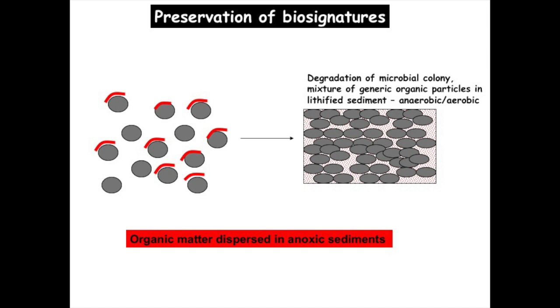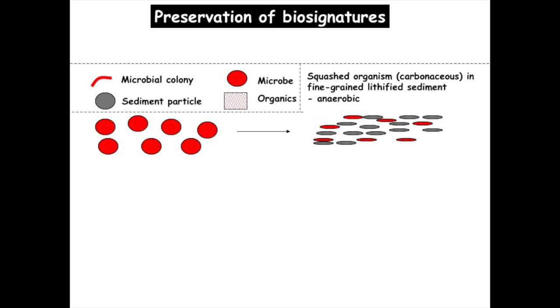And we end up with, if we're lucky, biomarkers that we can relate back to a specific molecule related to a microbe. Or if it's really old and degraded, an organic molecule, but we can't really relate it to anything particular. Then we get the squashed organisms.